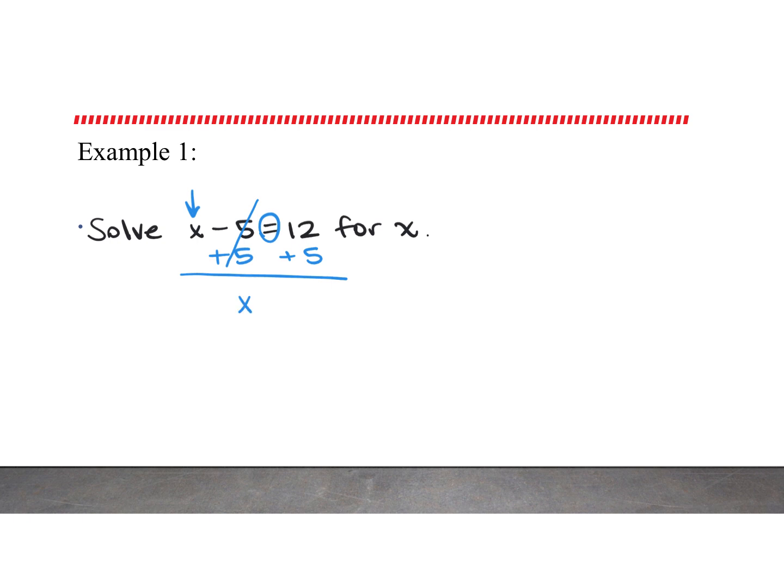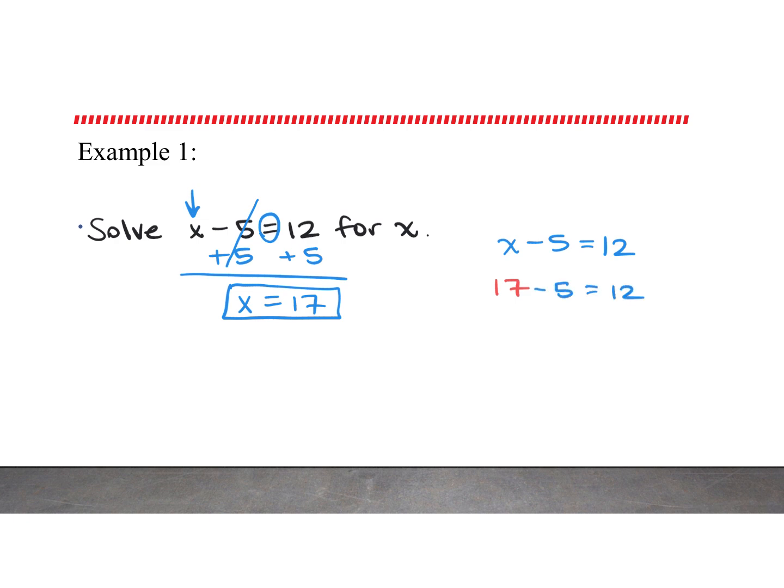So then we are left with just our x on the left. And then on the right, we have 12 plus 5 to give us 17. So our final answer is x equals 17. Now, even if the problem doesn't state it, you should always check your work. So we're going to go back to the original equation, x minus 5 equals 12. And instead of the x, I'm going to plug in 17.